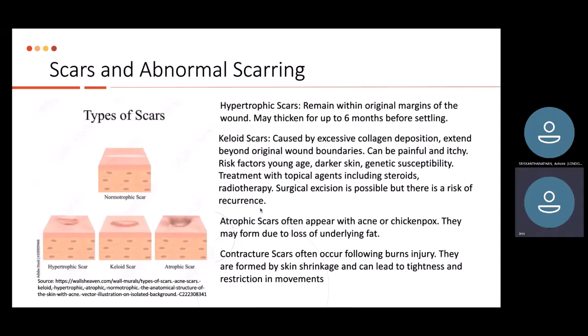And then an atrophic scar. So these can appear with things like acne, chickenpox, and basically when you don't have enough underlying fat, you get a dip where the scar lies.